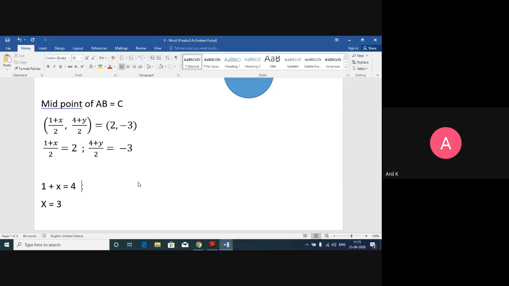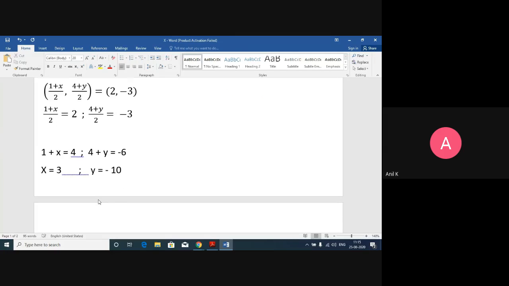The second equation, if I solve: 4 + y = -6, because 2 will go to that side as a multiplication, and 2 into -3 is -6. Then I get y = -6 - 4, since plus 4 goes to that side as minus 4. Already I have -6, so -4 - 6 is -10. Therefore, the coordinates of A are (3, -10).